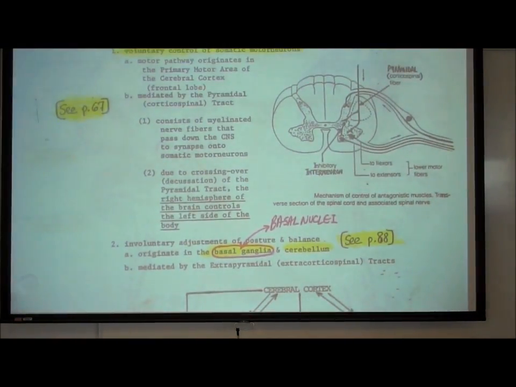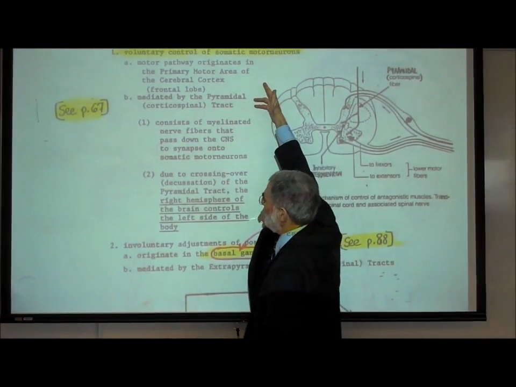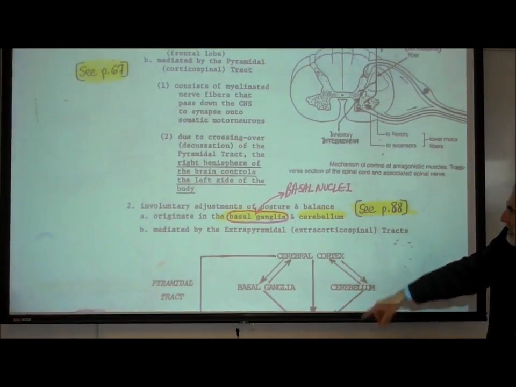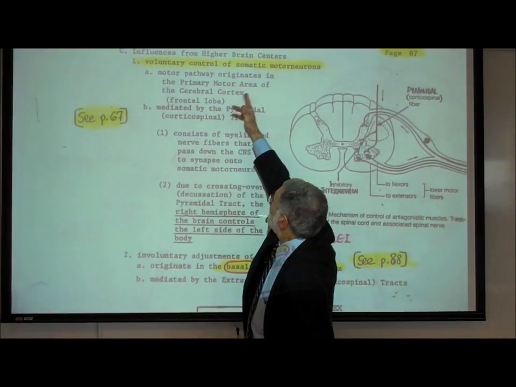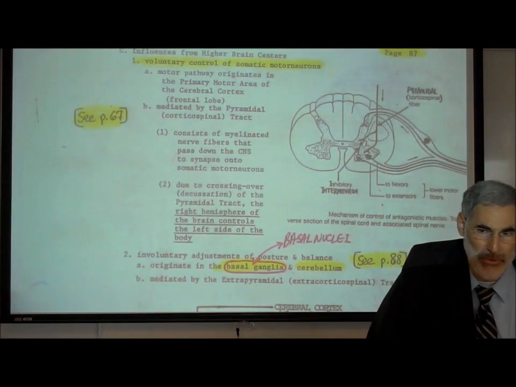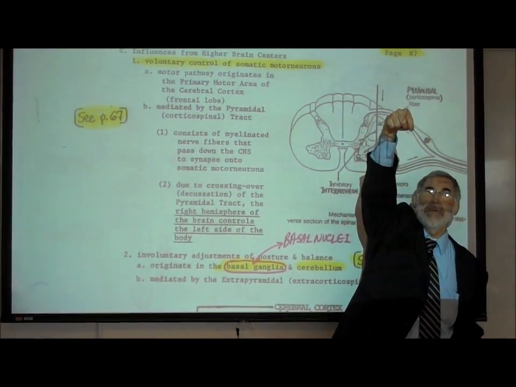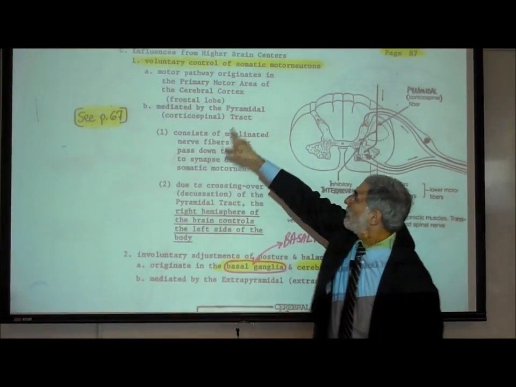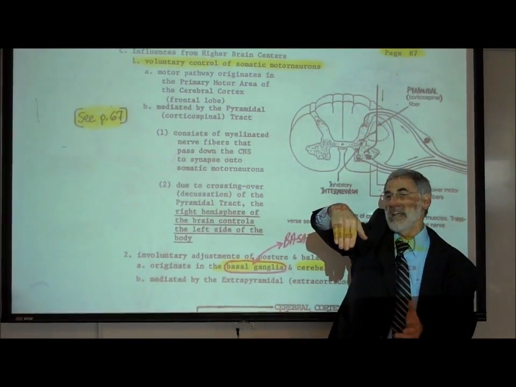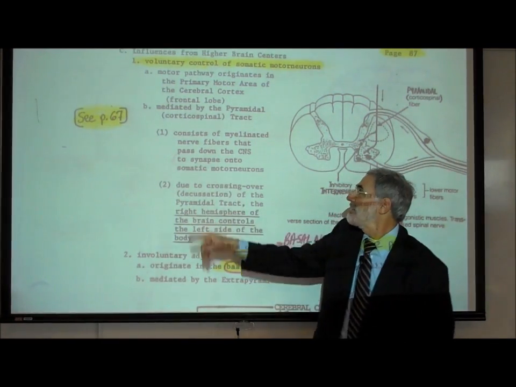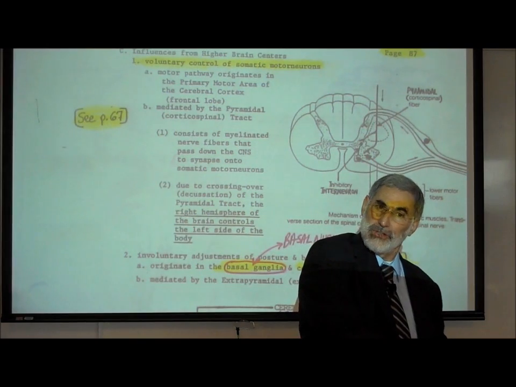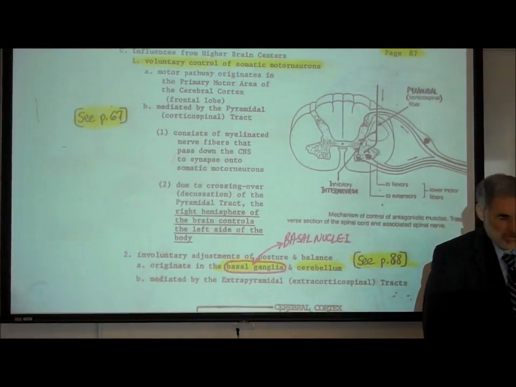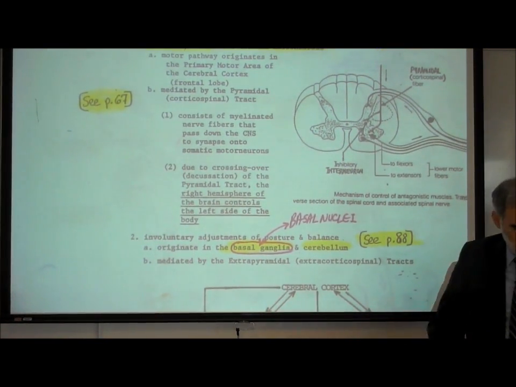Now on page 87, it says influences from higher brain centers. Well, we've already learned about this. There is both voluntary control of somatic motor neurons, and right here it says involuntary control, involuntary adjustments of posture and balance. So we wrote that for voluntary control, the motor pathway originates in the primary motor area of the cerebral cortex, in the frontal lobe. The signals travel from the primary motor area of the frontal lobe down the pyramidal tract, also known as the corticospinal tract. And these myelinated interneurons on the way cross, or decussate. Because they do decussate, the right side of your brain actually controls the somatic motor neurons and muscles on the left side of the body, and vice versa. So let's look at another picture of this on the very next page.